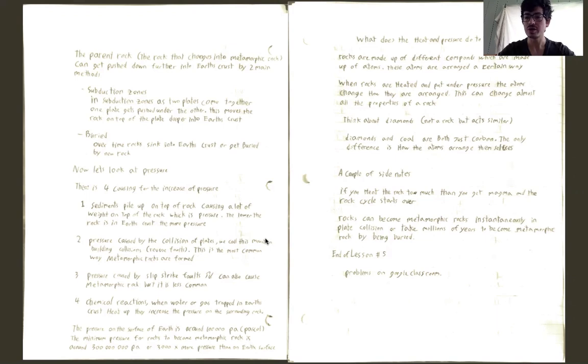A slower way is through just being buried. So as sediments pile up, the rocks that are below are just going to get pushed down and down and down into Earth's crust. This can take millions of years, but over time, the rocks are just going to keep sinking and then rise up again, keep sinking and rise up again. It depends on how the plates move.